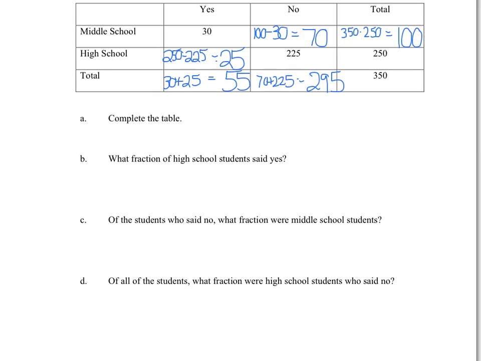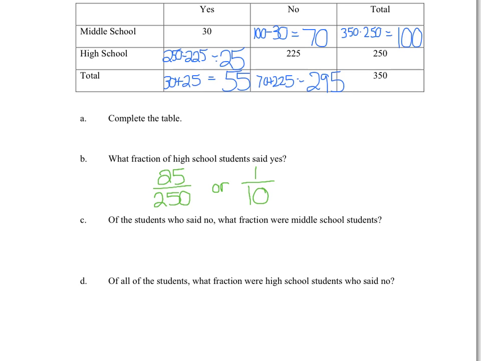Our next question is, what fraction of high school students said yes? So we're looking at all the high schoolers, which is 250, and how many of them said yes? Well, 25 out of 250 said yes. And if we simplify that, we could also say 1/10 of all high schoolers said yes.